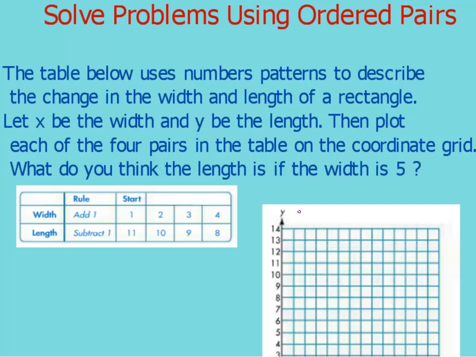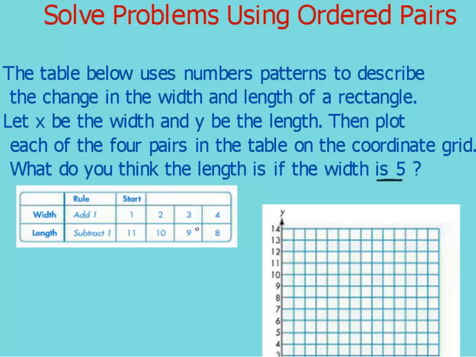Solve problems using ordered pairs. The table below uses number patterns to describe the change in the width and length of a rectangle. Let x be the width and y be the length. Then plot each of the four pairs in the table on the coordinate grid. What do you think the length is if the width is 5?